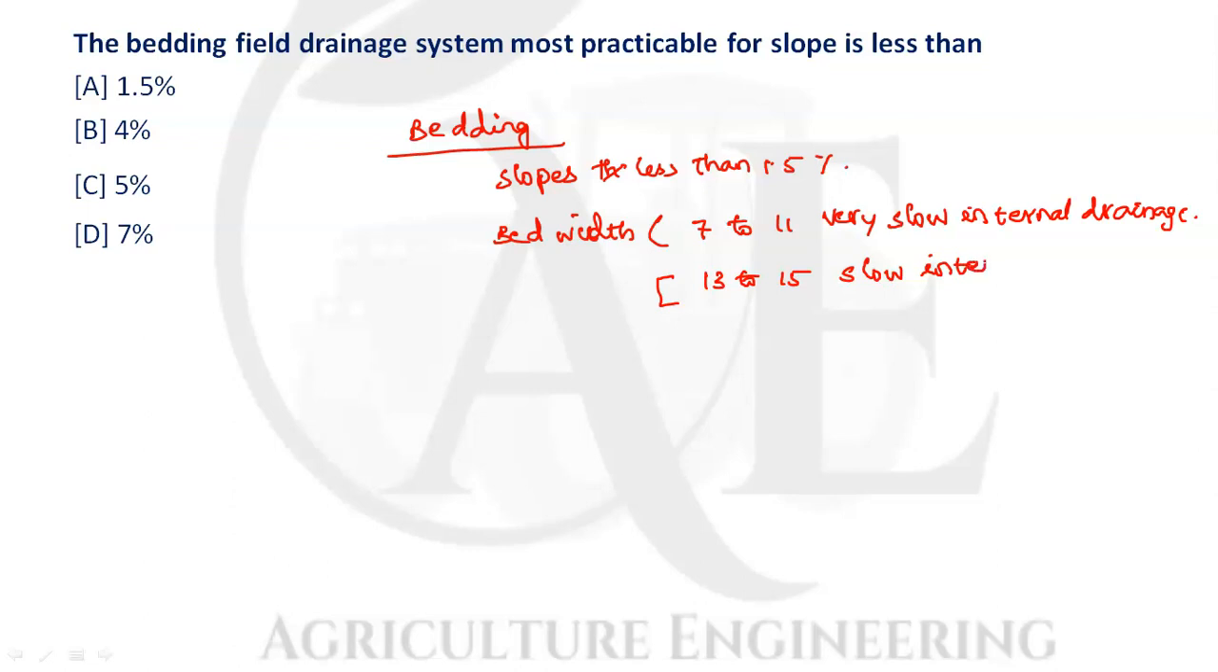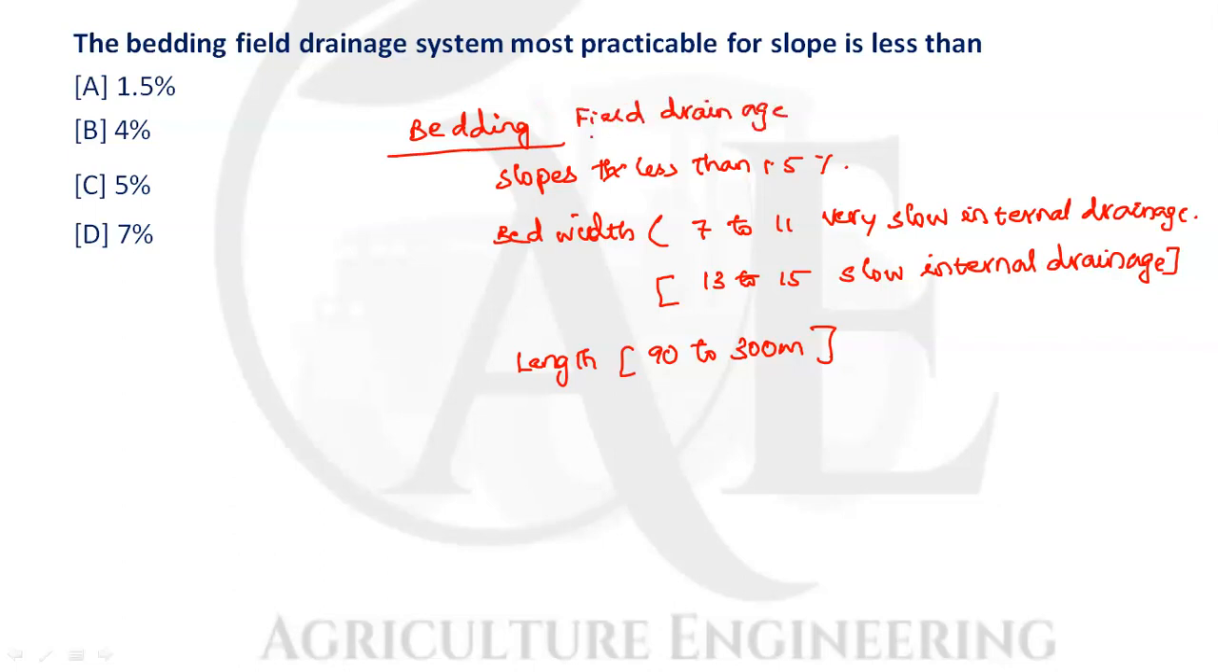The length of the bedding varies from 90 to 300 meter. These are the important things you want to note down in the bedding field drainage system. These are the numericals, and they have already been asked in examinations. So the bedding field drainage system is most practicable for slopes less than 1.5 percent. Option A is the correct answer.